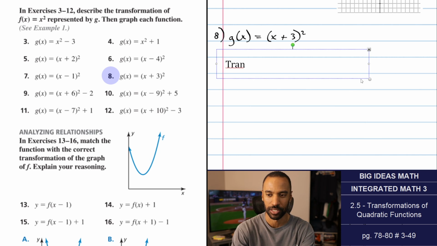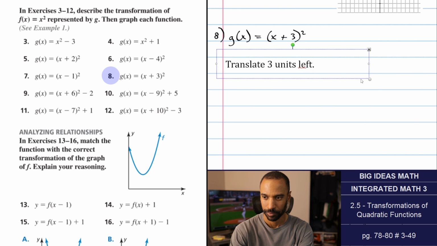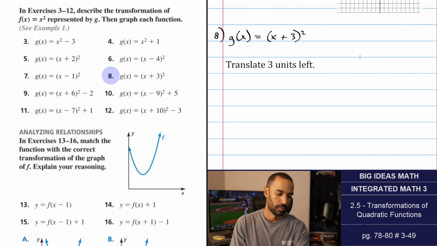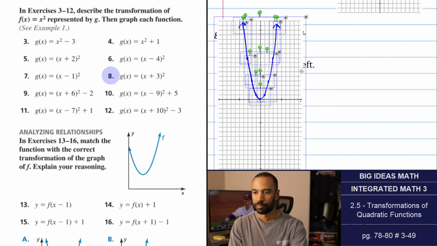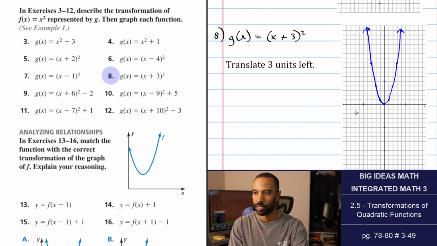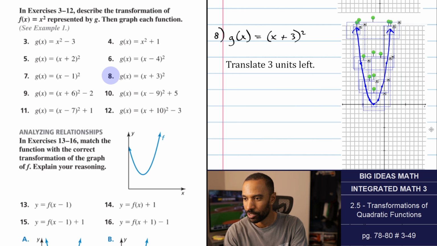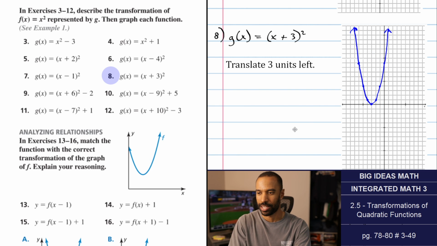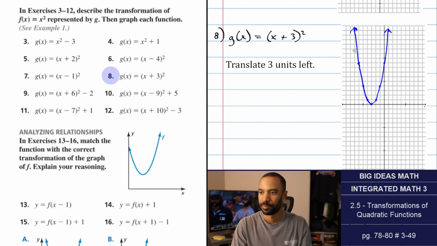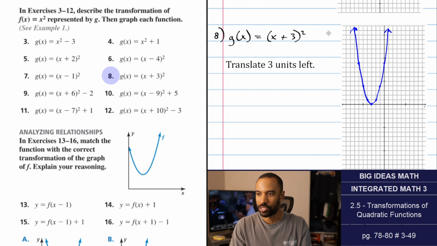All right, this time we're going to translate 3 units left because of the plus. And same-ish. Take this thing and go. Let's see if I can arrow it. 1, 2, 3. Okay. Still hitting all those points that I want them to hit beyond that.